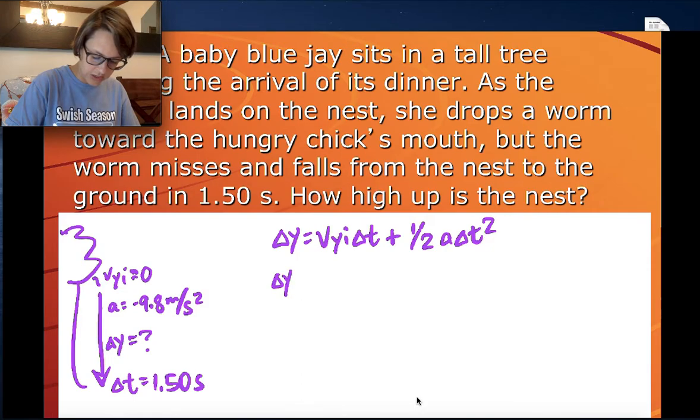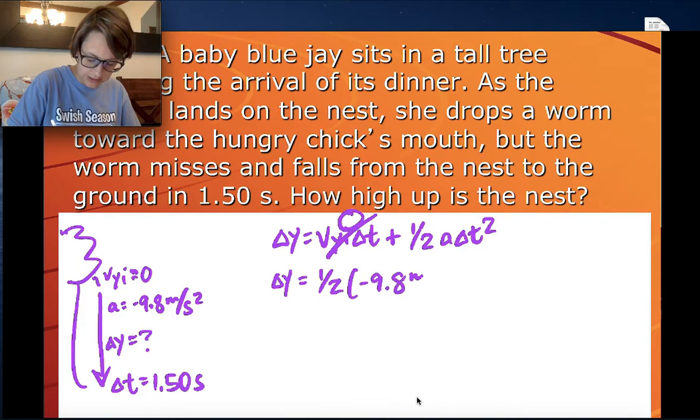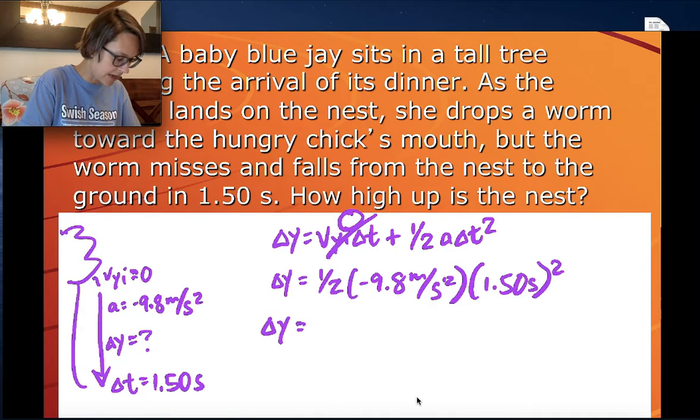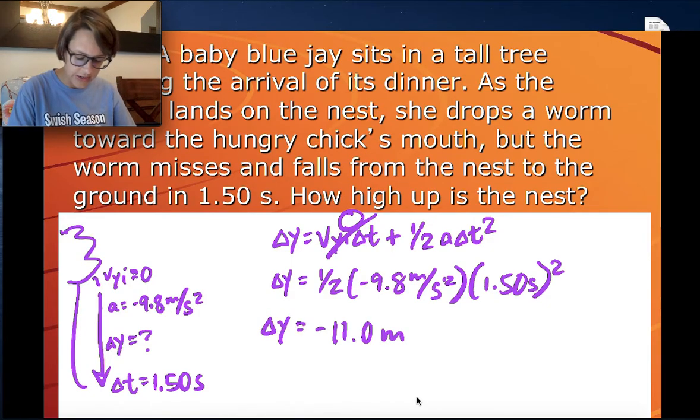Okay, so delta Y is our question. VYI is 0, so 0 times any time is 0, so I'm just going to cross that out. Say 1/2 times negative 9.8 times 1.5 squared. And again, I would suggest that you start at the back end with your calculator and do 1.5 squared first, and then times negative 9.8, and then times 0.5, and we get an answer of negative 11.0 meters.